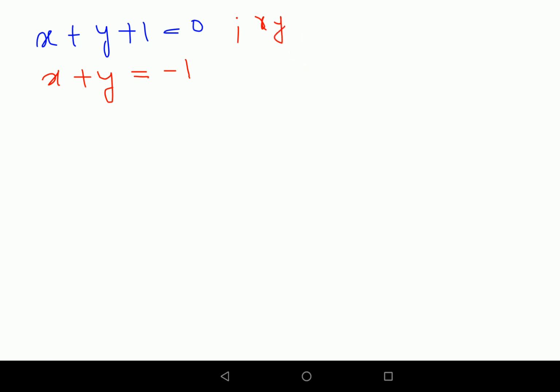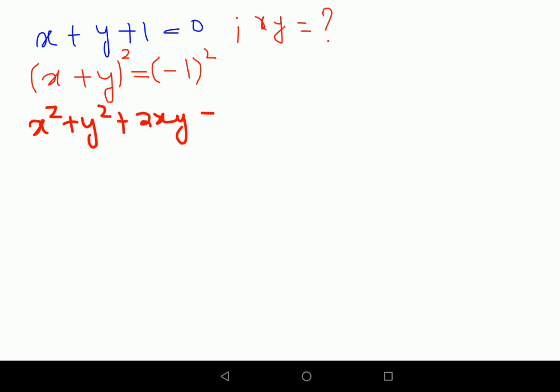Okay. Let's shift this to this side. So I will write this as x plus y plus 1 equals 0. Now we'll shift this 1 to the other side of the equal sign. So I'll have x plus y equals minus 1. Now don't forget, you need to find the value of xy. The only way of finding xy is just squaring both sides. When you do that, you will get x square plus y square plus 2xy equals minus 1 the whole square, which gets you just 1.